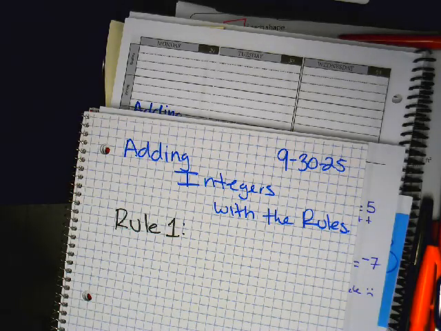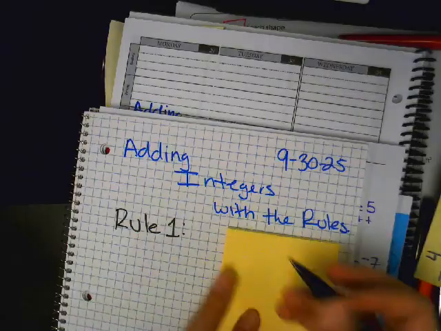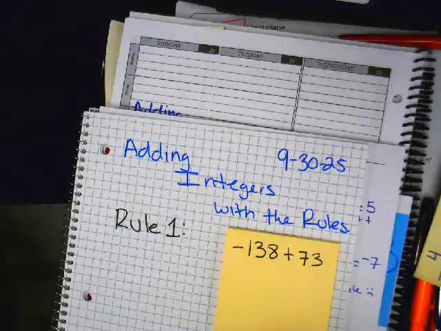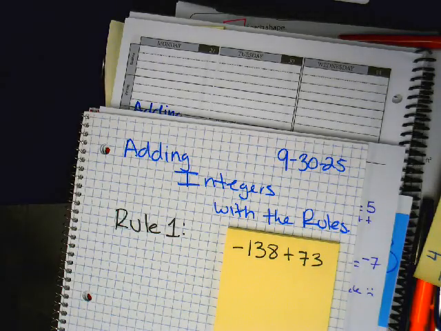Okay, because, Javier, if I give you a number like negative 138 plus 73, do you want to draw 138 negative tiles? No. Do you want to draw 73 positive tiles? I do not. So instead of that, I need the rule. So who can remember from 6th grade what the rules are? What are the rules?